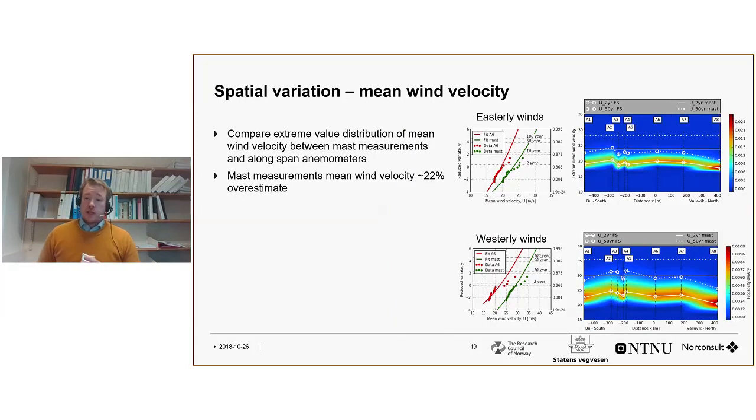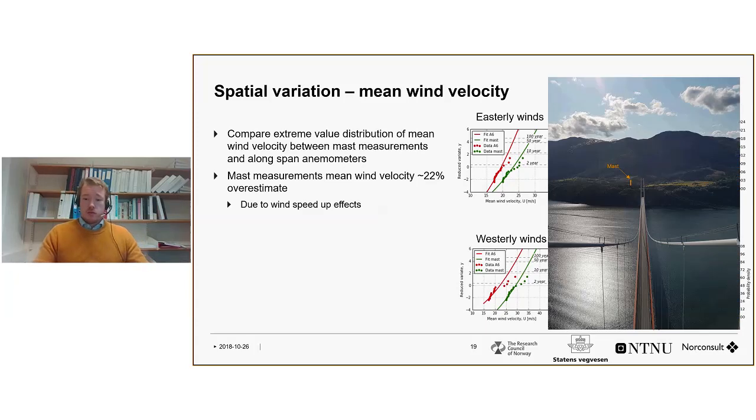So to investigate how the mast measurements performed in predicting the mean wind velocity, we have used extreme value statistics to be able to compare measurements from two different time periods. And what we see is that the mast measurements are significantly overestimating the mean wind velocity compared to the along-span measurements. We believe that this is due to terrain-induced wind speed-up effects.